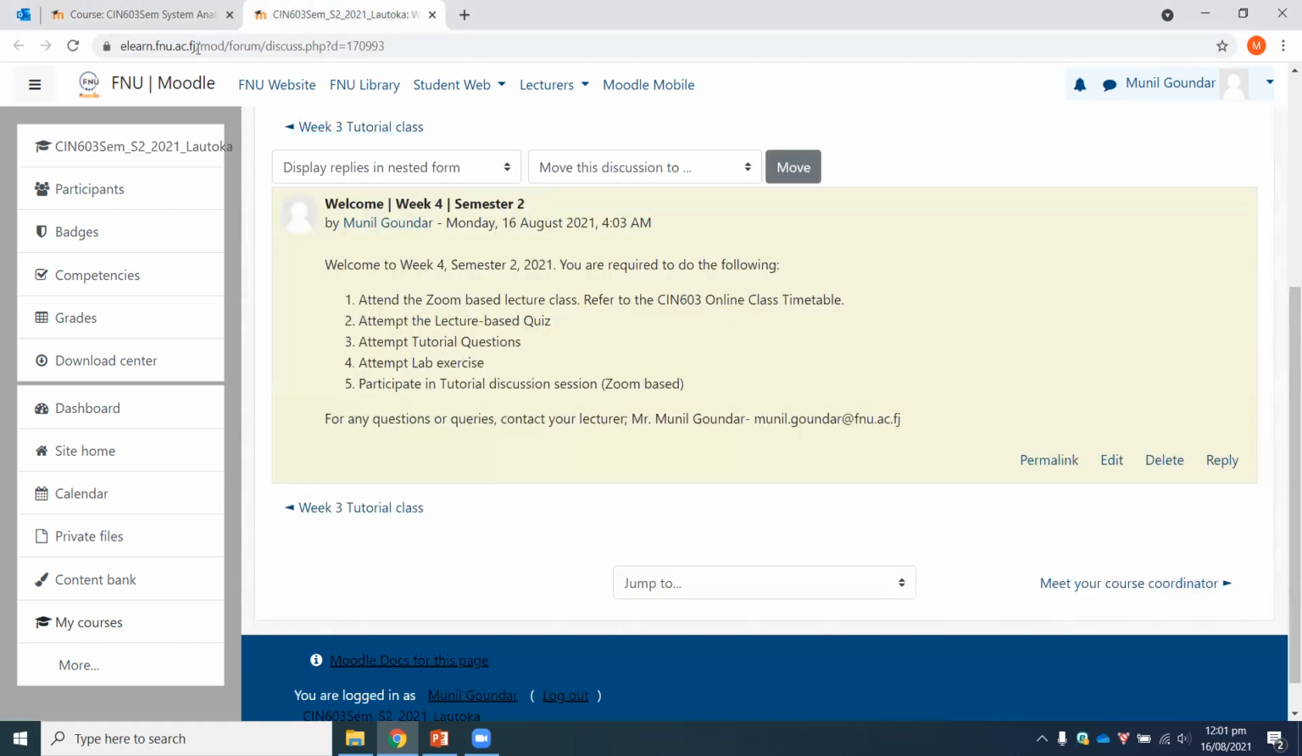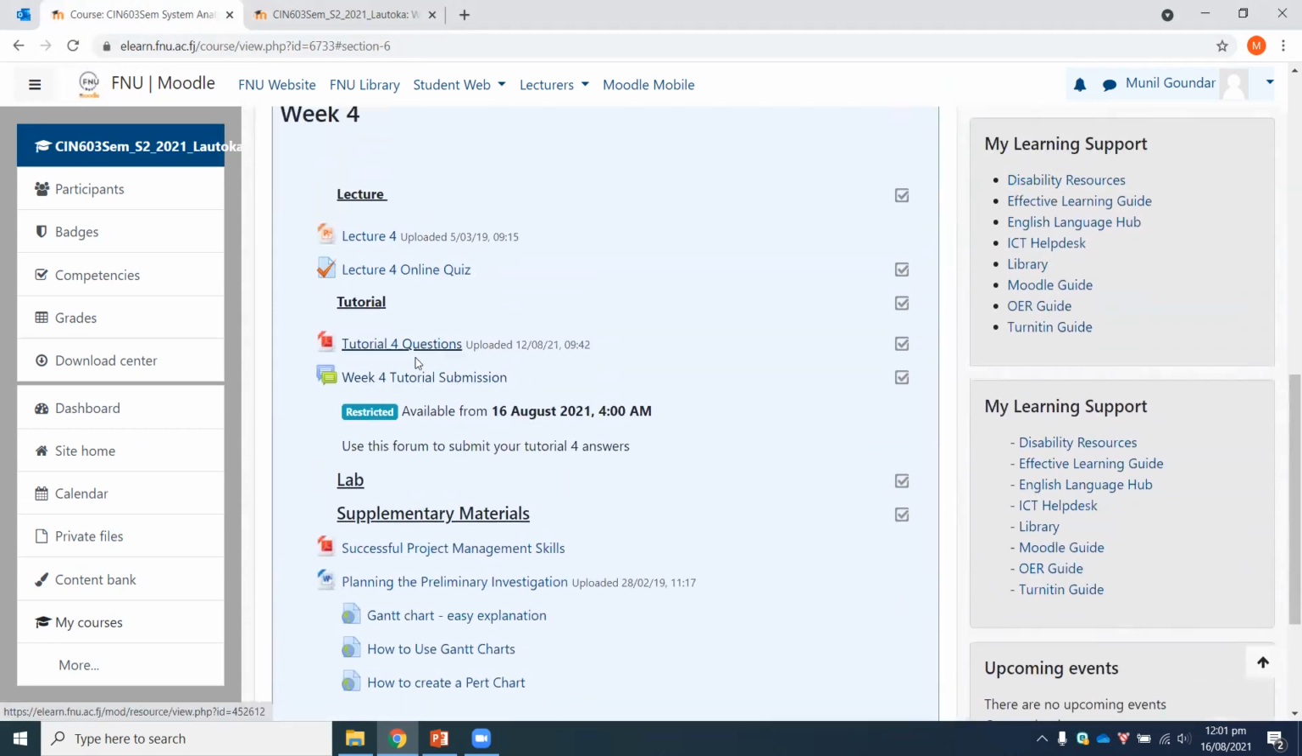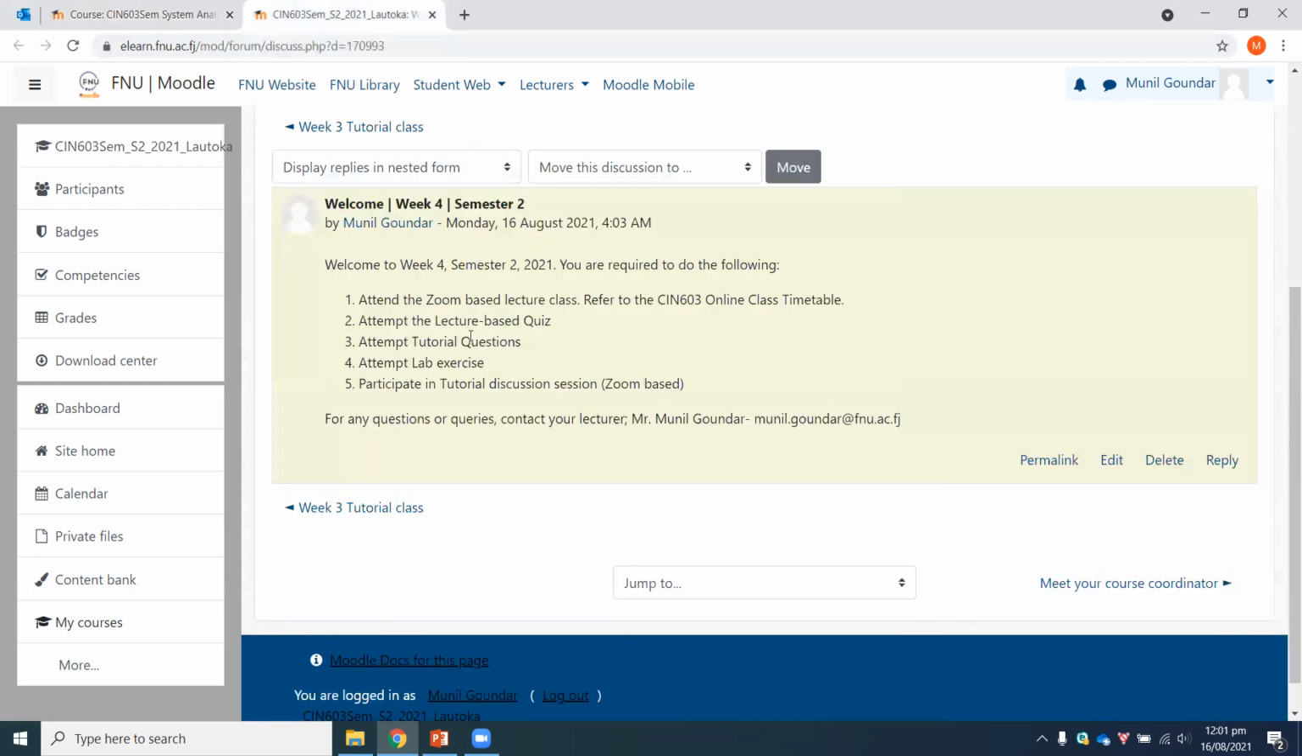And then you have to attempt your tutorial questions. The tutorial questions are also in the week 4 section of the Moodle shell. Please do make an effort to attempt them before our tutorial class. This is on Thursday. You have ample time to attempt it.